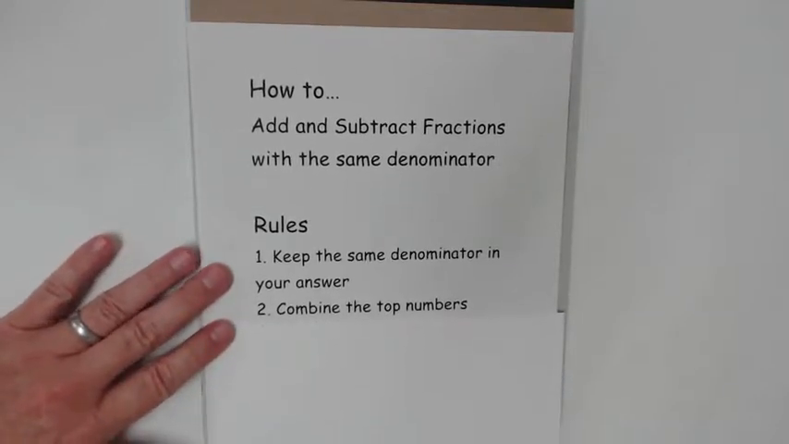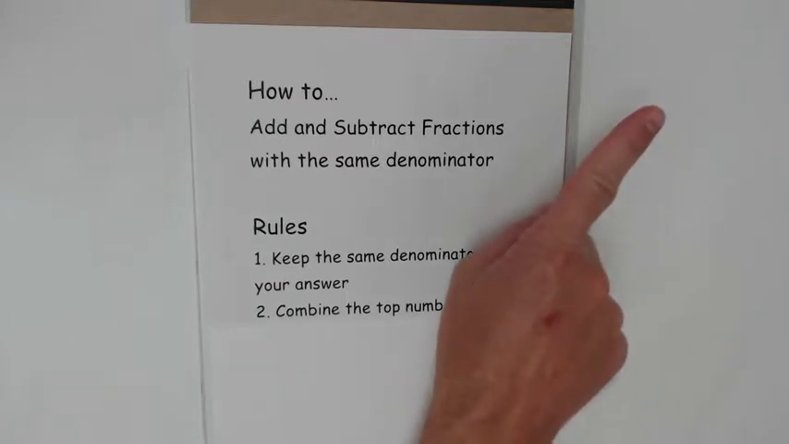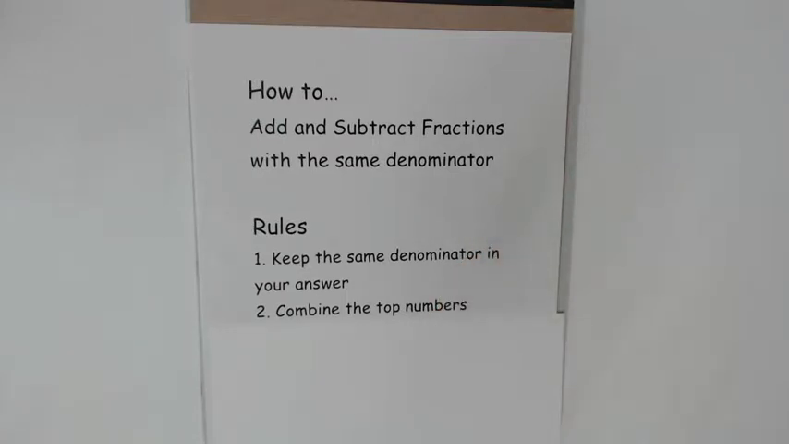Next, you simply combine the top numbers together. That means you're going to use your rules for combining positive and negative numbers, and I'm going to put a link over here in the corner on the rules for combining positive and negative numbers. And then with all fractions, you always simplify these. So let's look at some examples.